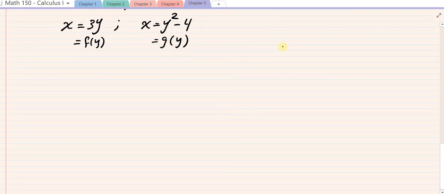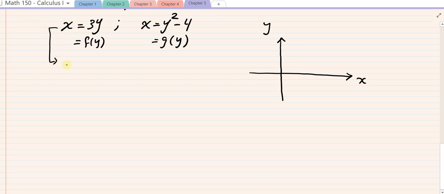So let's do this. When I graph this thing, here's the x and y coordinates. Now x equals 3y, right? If you solve for y, we get 1/3 x. We know what the graph of that is going to look like. It's going to be a line that runs through the origin. Slope is 1/3. That helps me to graph it.